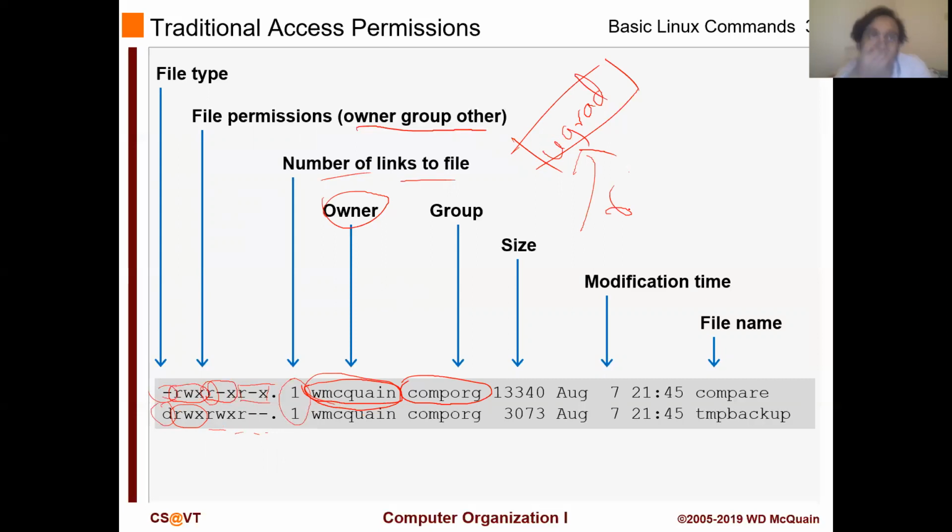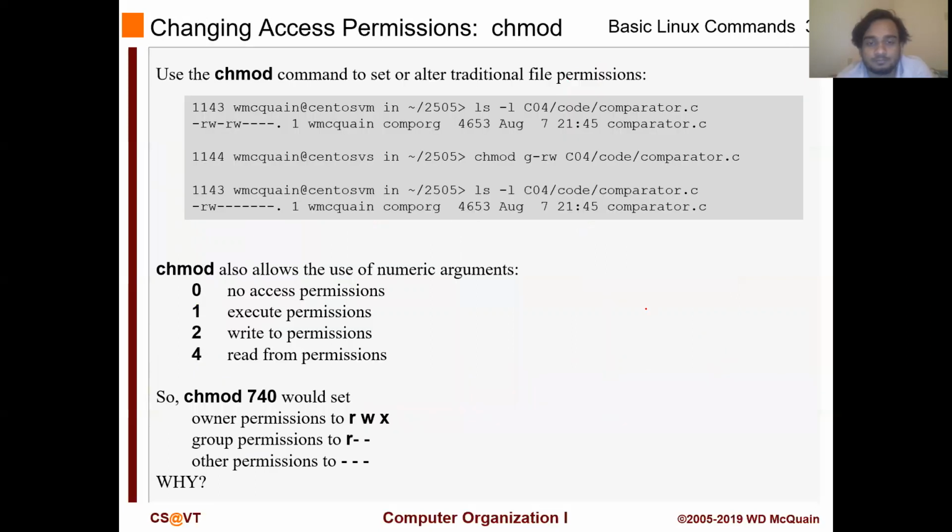Well, this is as far as I can explain. There can be so many combinations of it, but you have to try those by yourself. Over here, it specifies the size, how big the file is. Then it will say when it was last modified. And of course, at the end, the name of the file.